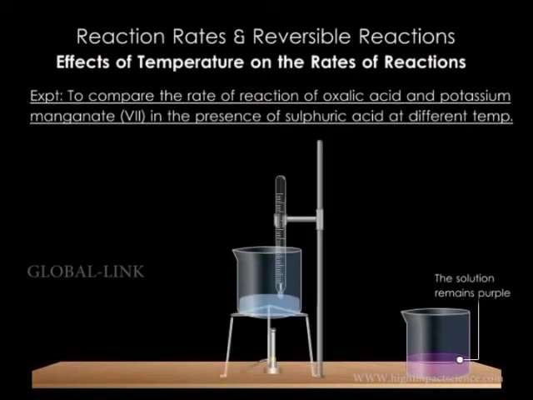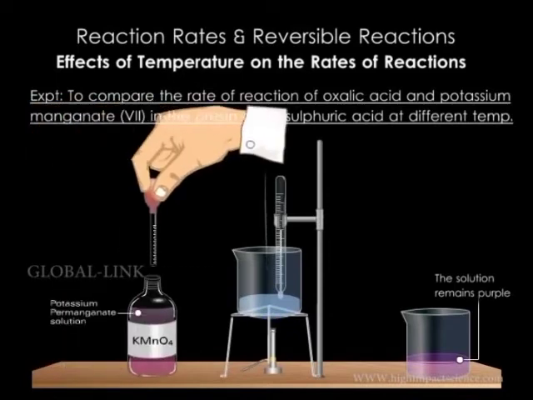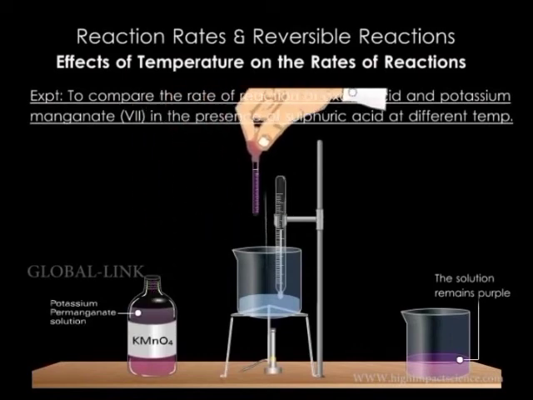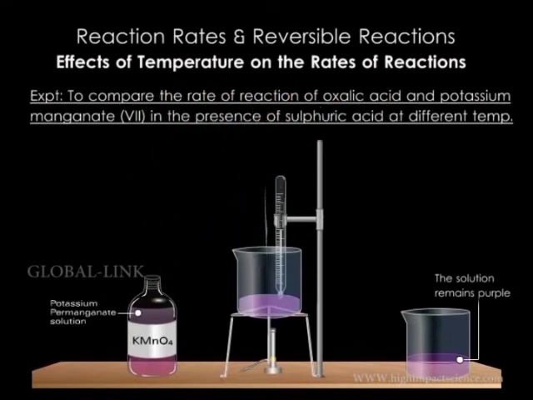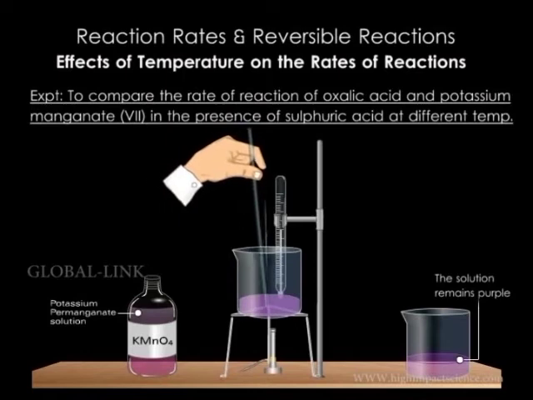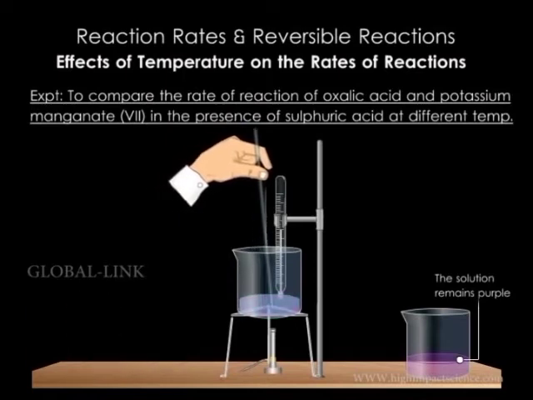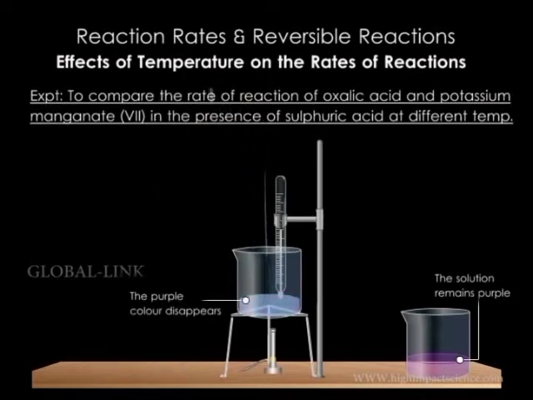We heat the solution to about 60 to 80 degrees Celsius, and then we add a few drops of potassium manganate 7 solution. You will see that on stirring, the purple color of the solution disappears. So increasing the temperature increases the speed of reaction between oxalic acid and potassium manganate 7 in the presence of sulfuric acid.